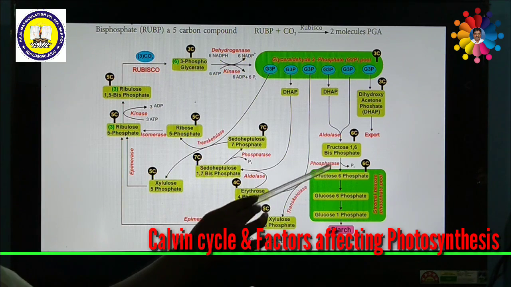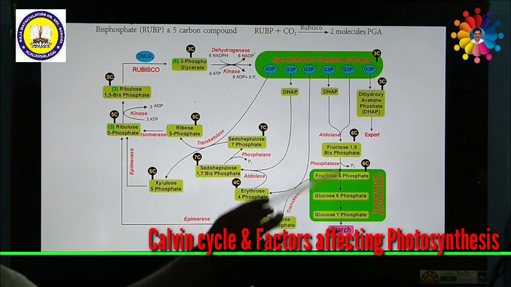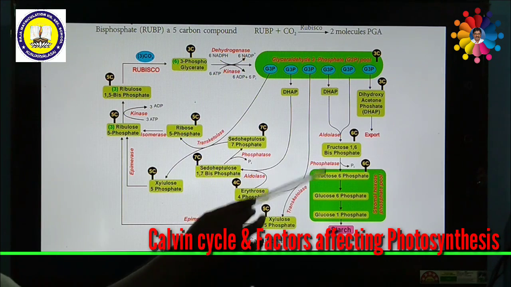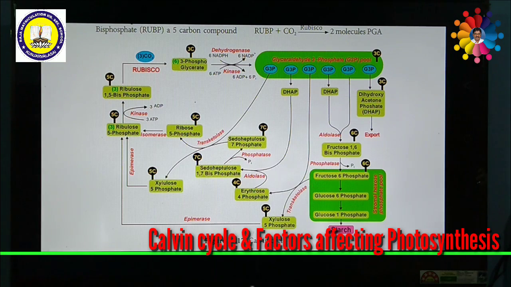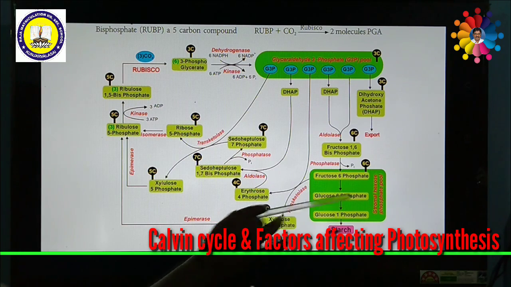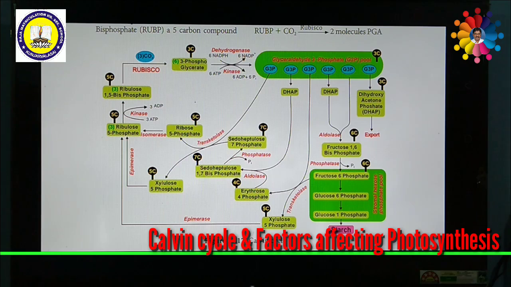So fructose 6-phosphate enters the stroma hexose phosphate pool. These are mutually interconvertible by isomerase. That means fructose and glucose are isomers, so fructose 6-phosphate can be converted into glucose 6-phosphate. Similarly, glucose 6-phosphate is converted into glucose 1-phosphate as well. Finally, they can be converted into starch.